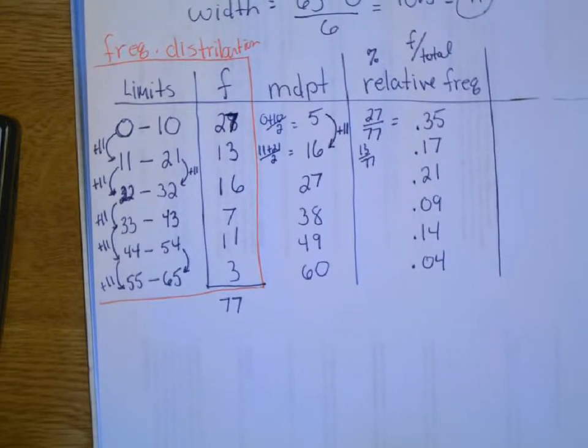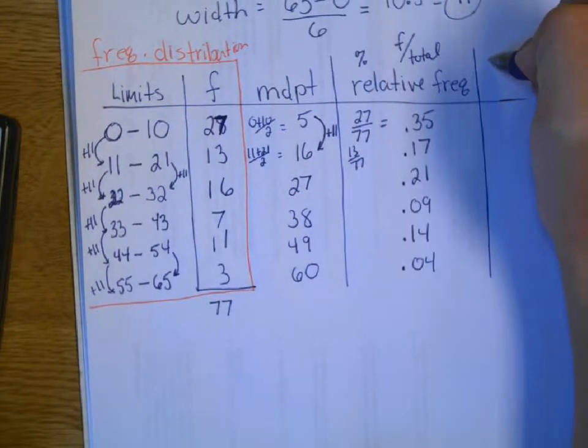Okay. Next one is cumulative frequency. Is this the last one? There's 2 I said. Oh. 4, total of 4.